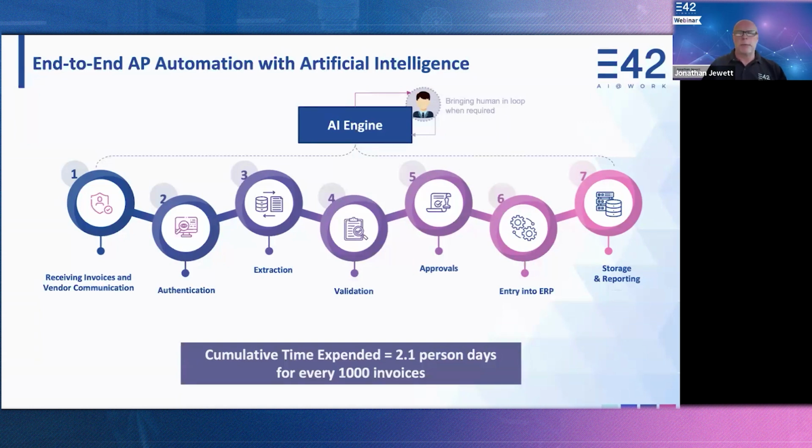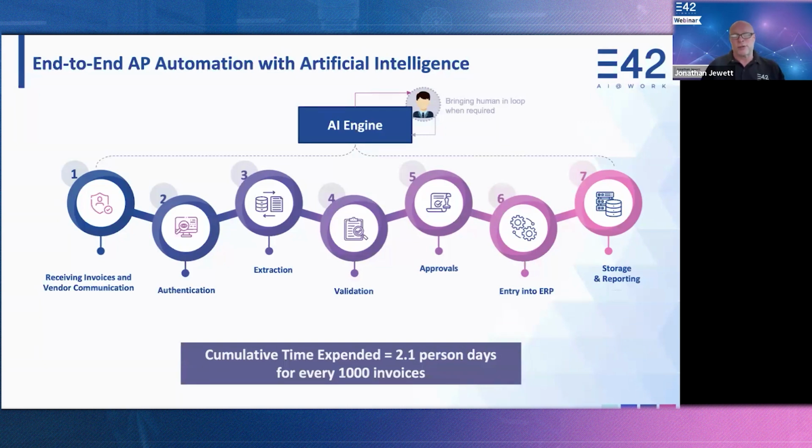And then finally, posting for payment, writing to the ERP, and automatically archiving that invoice wherever the company would like it to go. So that's what happens with the smart process. And if you look at the cumulative time expended, you're looking at just over 2 days to process 1,000 invoices. So compare that to 14 days for a semi-automated process or a process automated with older technology.